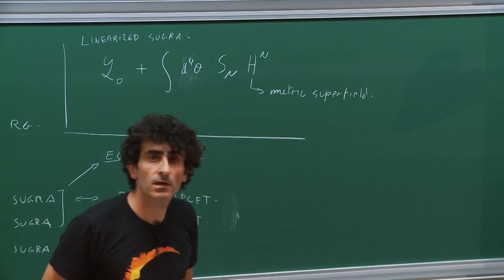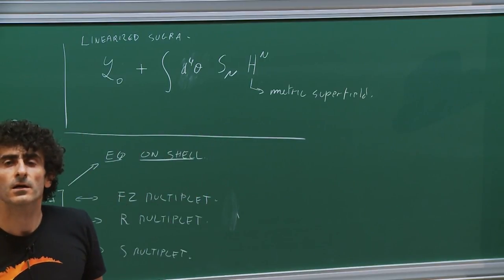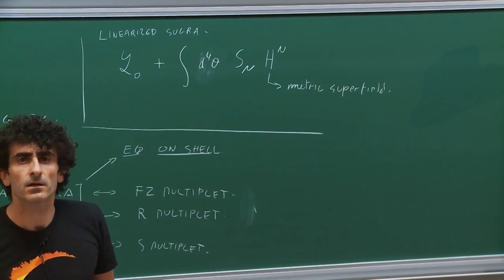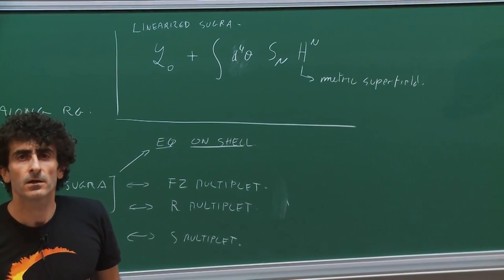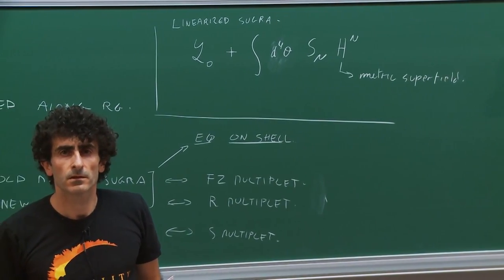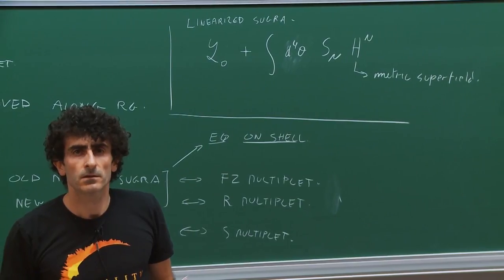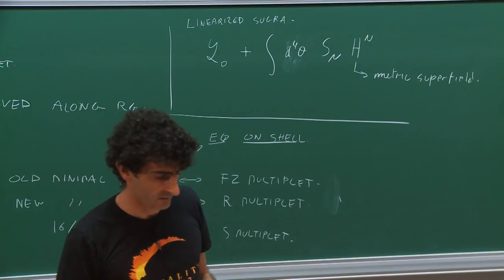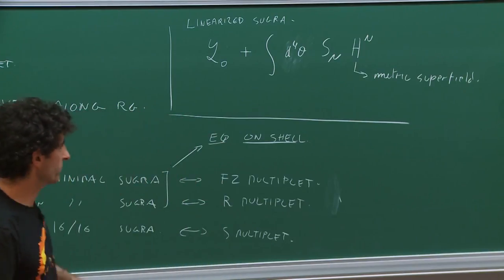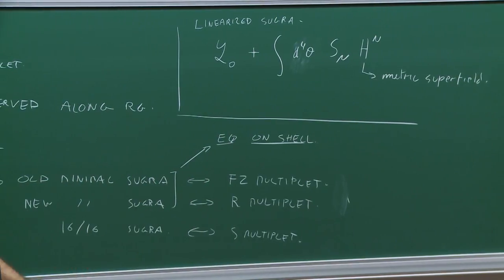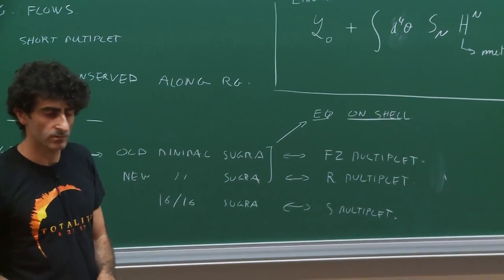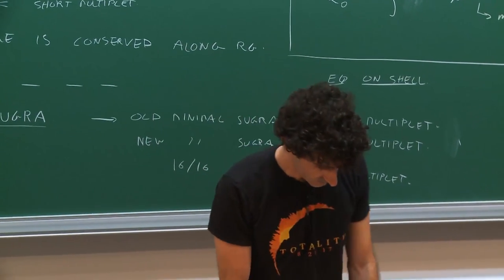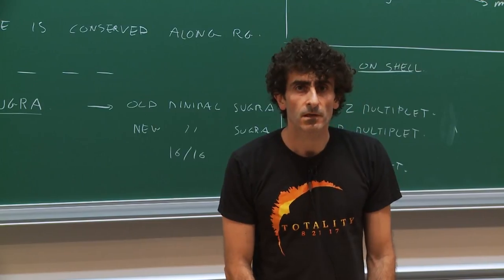One more quick question. Just to make sure I understand your statement that the structure is preserved along the RG flow. Does that mean if there exists a shortening condition on the S multiplet at any point on the RG flow, then it must exist all along the flow? Is that the equivalent statement? Yeah. So as I said, with the caveats of what might happen in the extreme IR, with some operator might decouple.